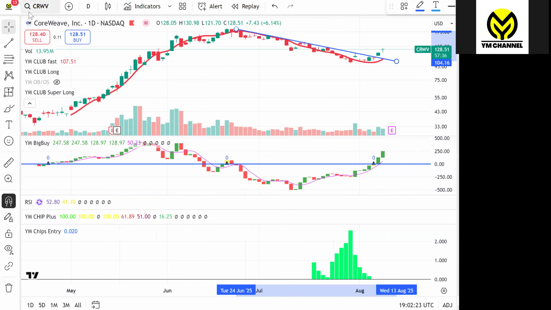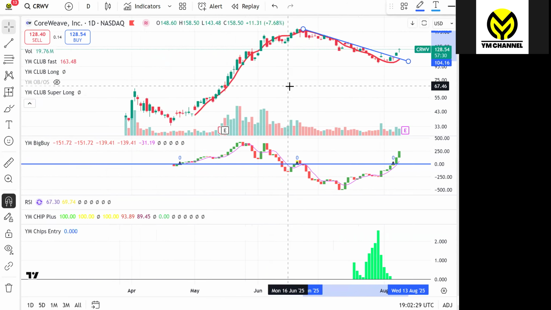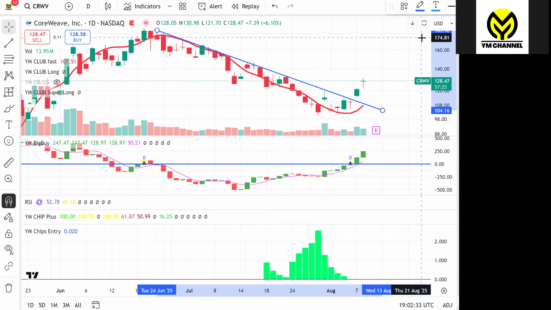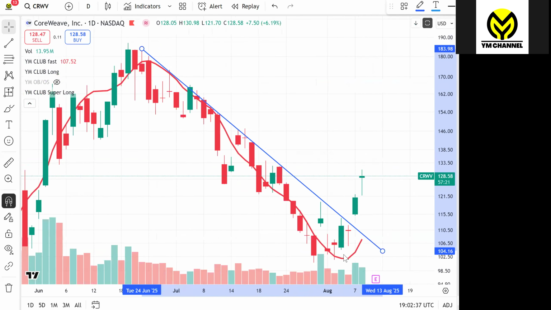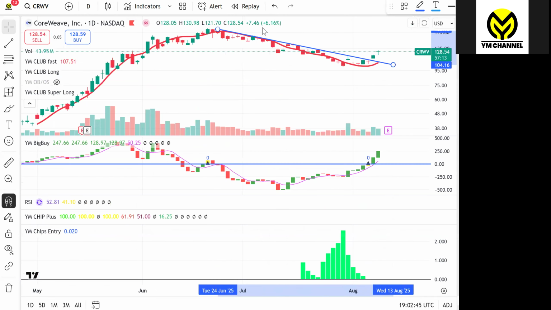And for the CRWV, people ask me, can I hold for long term? This moment, I cannot tell you you can hold for long term. Our strategy is we buy with the red, we sell with the red. We just make the profit. We just want money. Who cares? Okay, so when the red is going up, we can still hold a stock until they drop below the red or when the red changes direction.